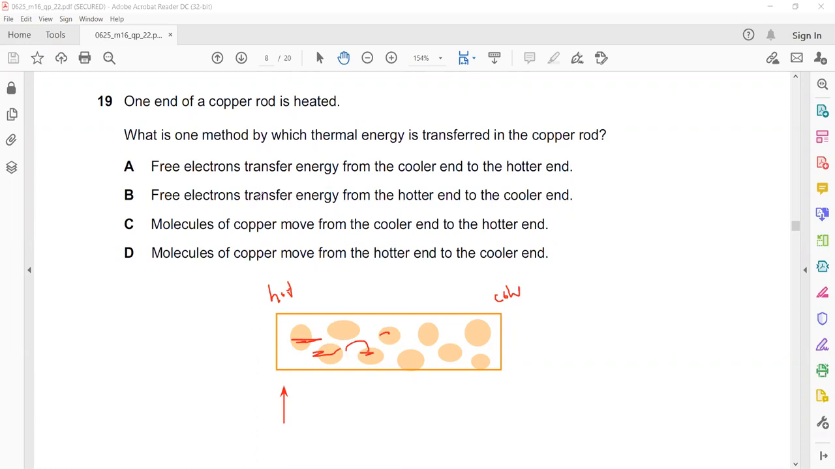Then there is also another one: the free electrons are moving, and they move from the hotter region to the cooler region. That's why B is the right answer. Molecules of the copper do not move from one place to another; they vibrate about a fixed position and transfer energy.